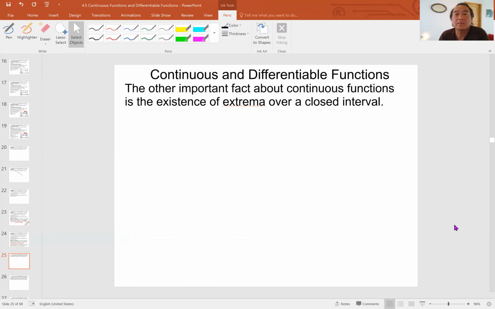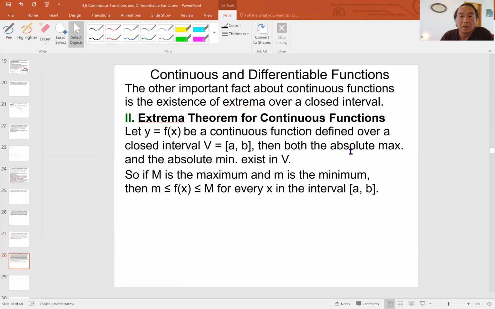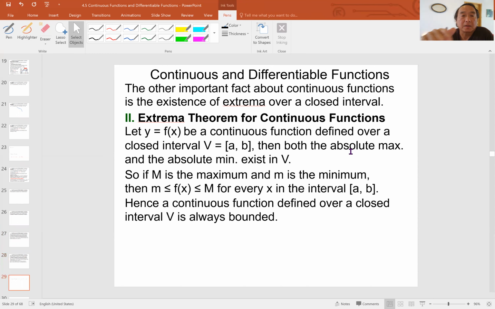The other important thing about a continuous function on a closed interval, including the two endpoints, is that it must have a maximum and a minimum in the interval. In particular, for every x in the domain, the value f of x will be between the maximum and minimum.